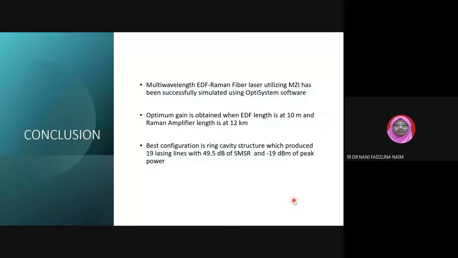In conclusion, a multi-wavelength EDF-Raman fiber laser utilizing a Mach-Zehnder interferometer has been successfully simulated using OptiSystem software. The most optimum gain is obtained when the EDF length is at 10 meter and the Raman amplifier length is at 12 kilometer. The best configuration is the ring cavity structure, which produces 19 lasing lines with 49.5 dB of SMSR and negative 19 dBm of peak power.